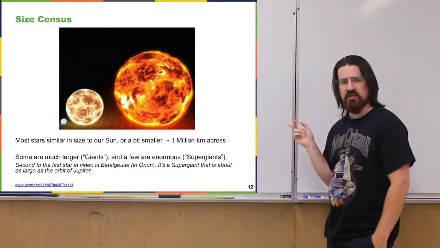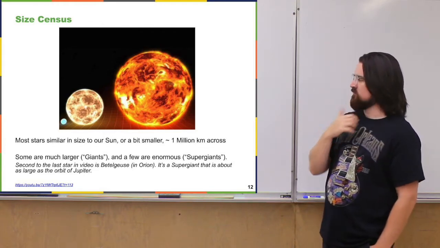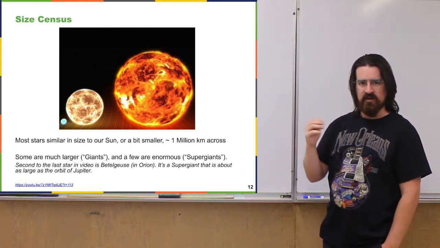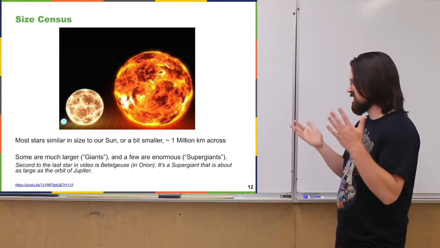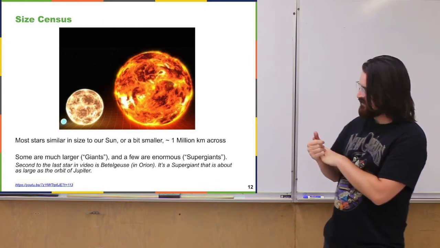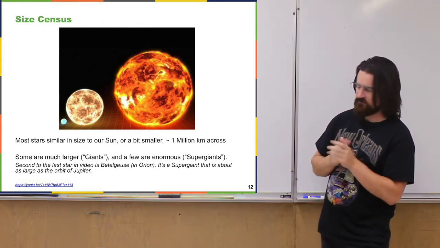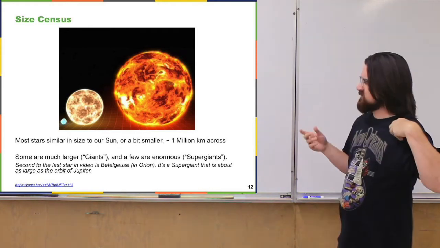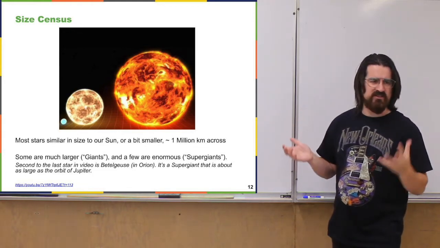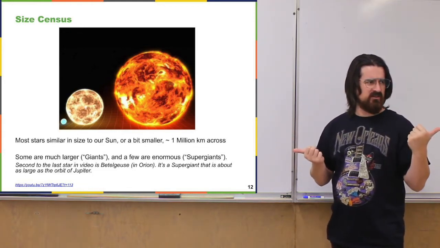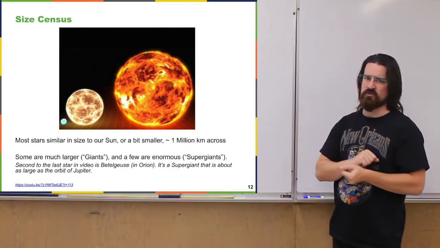Maybe not such a big surprise, but very similar to the masses. It turns out that most stars are about the size of the sun or smaller. A lot of them are smaller, and the sun is about 1 million kilometers across. Some are much larger, and there are a few that are just gigantic. So we call the big ones giants, and the really big ones supergiants, and I think there's actually a class called hypergiants, which are even bigger, and there's probably only a handful of those that we've spotted.